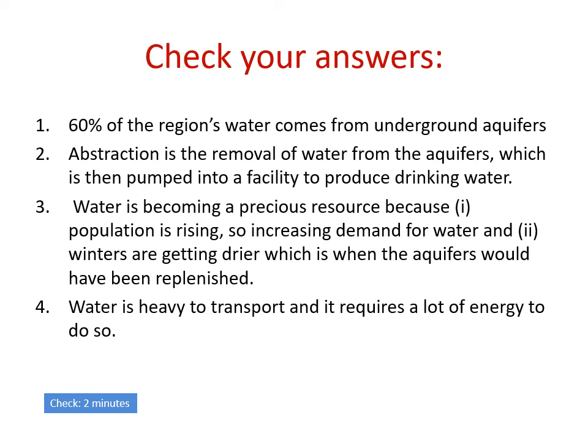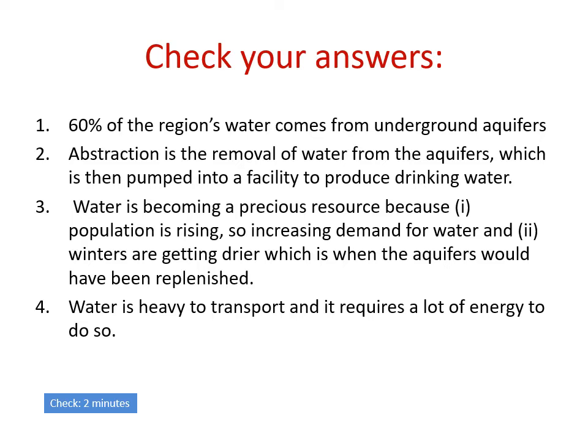So 60% of the region's water comes from underground aquifers. Abstraction is the removal of water from the aquifers, which is then pumped into a facility to produce drinking water. Water is becoming a precious resource because the population is rising, so there's an increasing demand for the water, and winters are getting drier, which is when the aquifers would have been replenished. And finally, water is heavy to transport and it requires a lot of energy to do so.